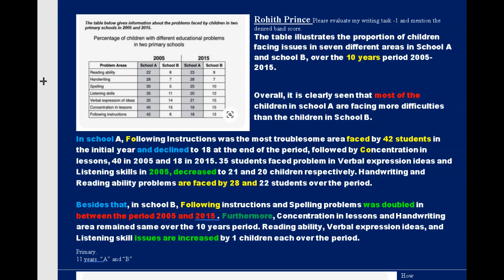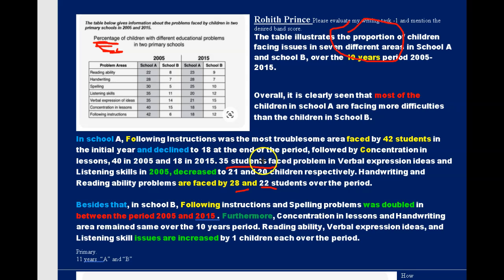Then you follow along with this one-by-one list of improvement and decline. Decline sounds like a bad thing. Followed by concentration in lessons. Why are these capitalized? And why can't you paraphrase them? 40 and 18 and 35. Now here's the other big problem. Students, 35 students, 28 and 22 students. You've got it up here, proportion. It says right here, percentage of children, not number of children. These are not numbers of children. That's a big error. Besides that, that's not a good connector.